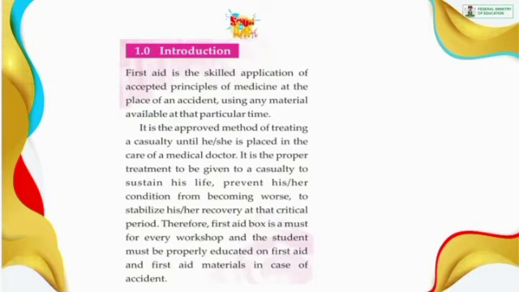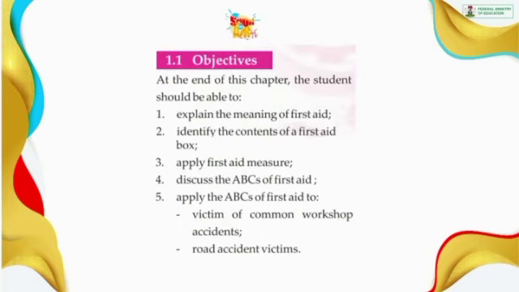Therefore, a first aid box is a must for every workshop, and the student must be properly educated on first aid and the first aid materials in case of an accident. Now, what are the objectives of this first aid? To explain the meaning of first aid, identify the contents of a first aid box, apply first aid measures, discuss the ABCs of first aid, apply the ABCs of first aid to: 1, the victim of common workshop accidents, 2, road accident victim. Am I communicating?